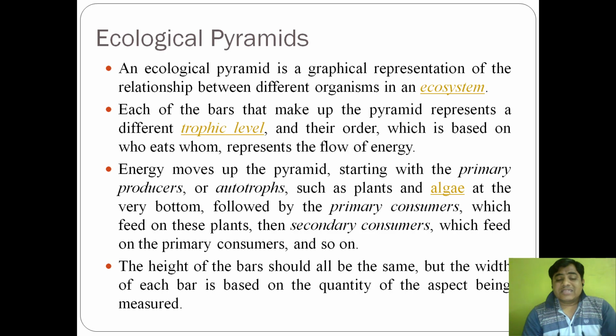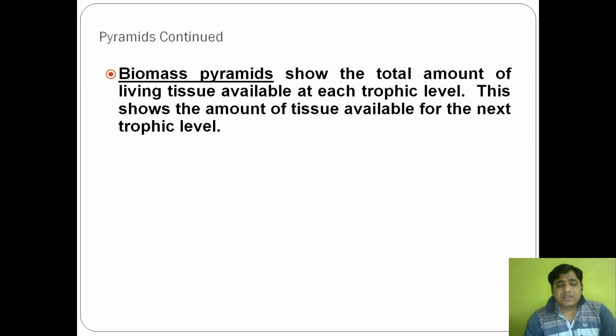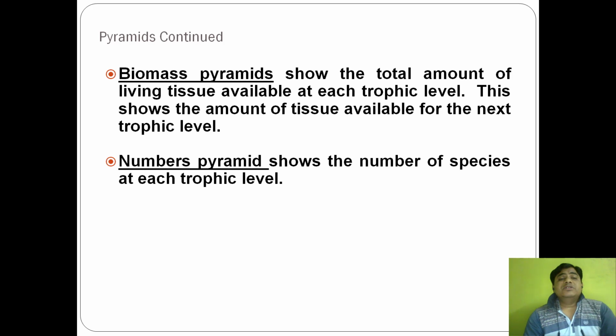So the height of the bars should all be the same, but the width of each bar is based on the quantity of the aspect being measured. Now let's see the types of pyramids: the biomass pyramid and the pyramid of numbers.